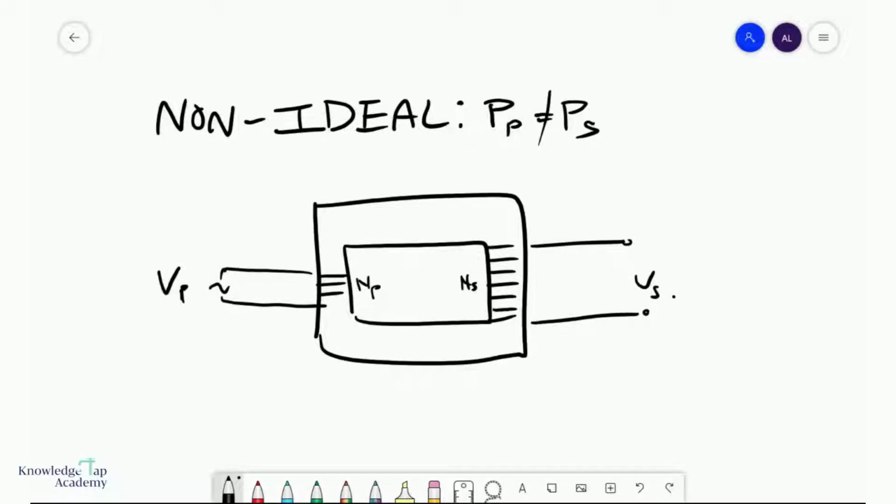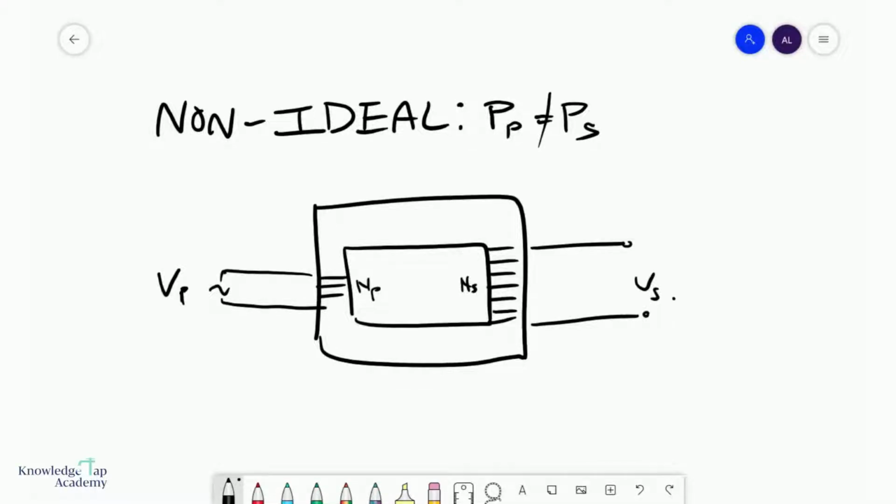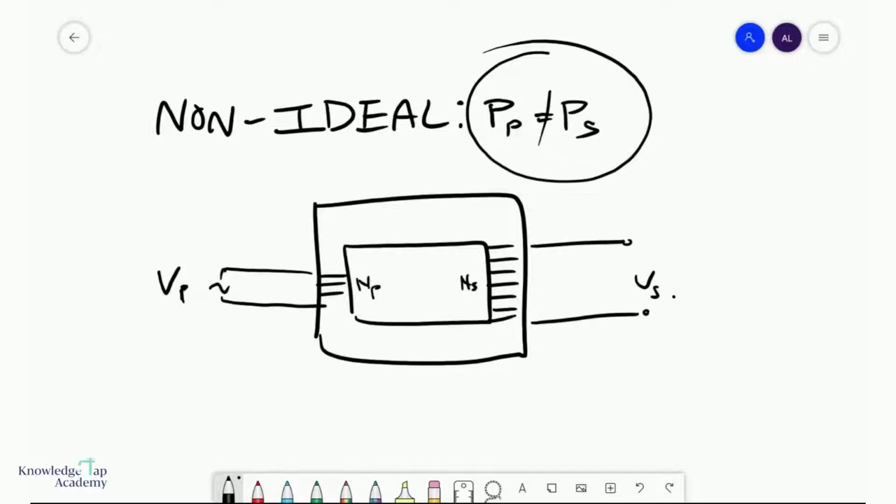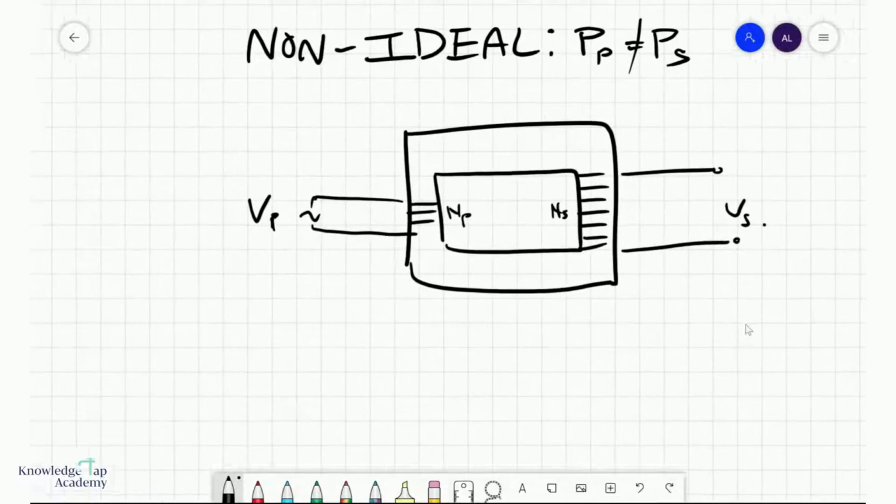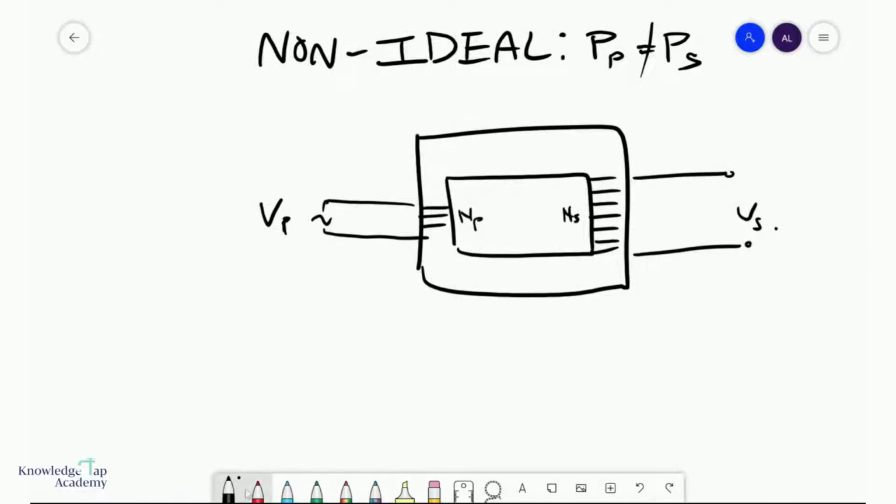In a non-ideal transformer, the only difference is that the power on the primary side is not conserved when you compare it to the power on the secondary side. You basically lose some power in the whole process of stepping up or stepping down. And so what we need to understand now is, why does this happen? And what kind of equations can we still use?